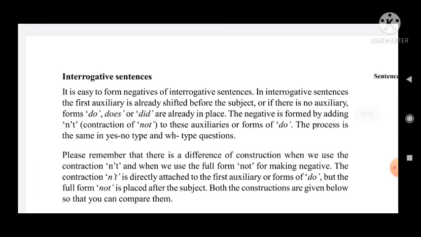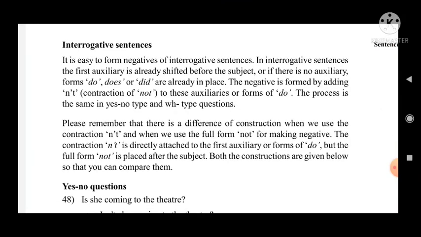Then we go to interrogative sentences. It is easy to form negatives of interrogative sentences. In interrogative sentences, the first auxiliary is already shifted before the subject, or if there is no auxiliary, forms of do, does or did are already in place. Okay, so it is easy to form negatives from interrogative sentences. So we can easily convert interrogative sentences into negative sentences.